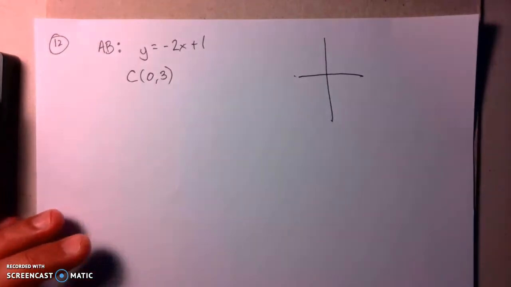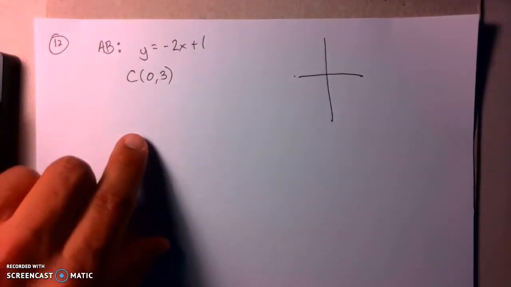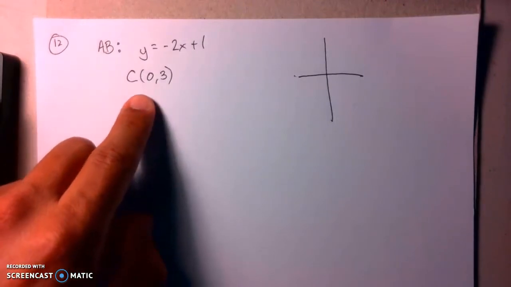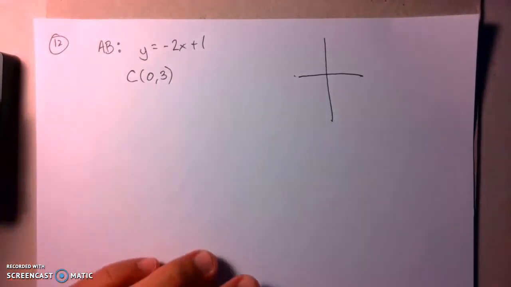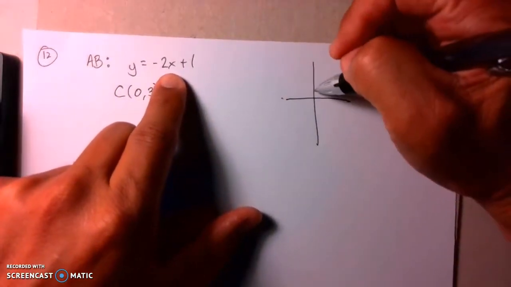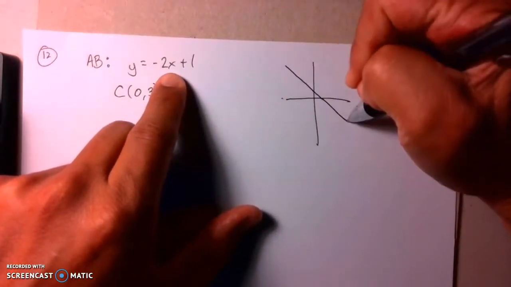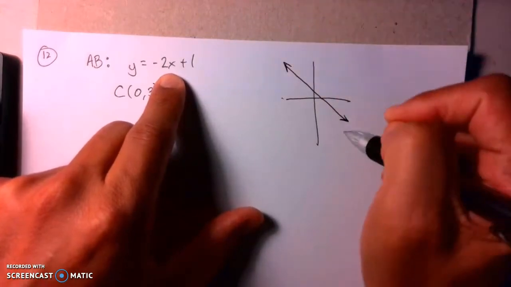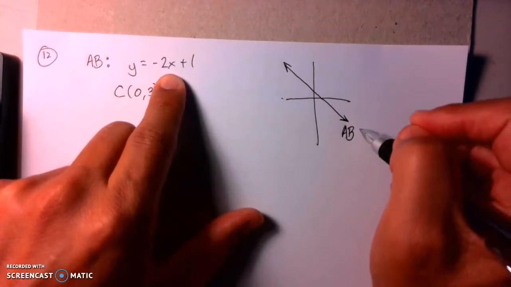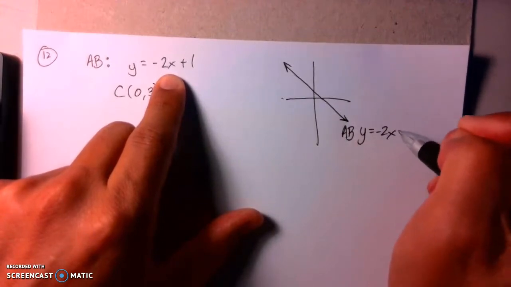Okay, number 12 here. It says write the equation for the line parallel to line AB and contains point C. So what they're asking is a little bit confusing at first. What they're saying here is there's some line AB here, and I'm just going to kind of eyeball graph here. You don't have to graph it, but there's a line AB here. We're not going to try to figure out the equation of this line because we already know it's y is equal to -2x plus 1.